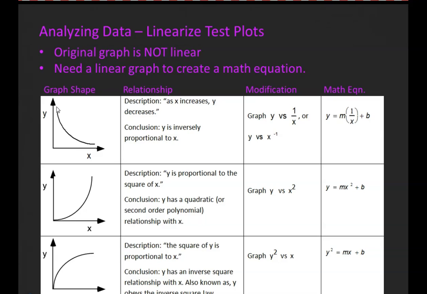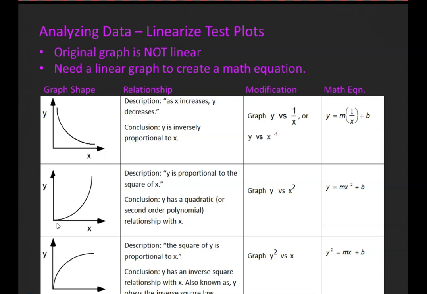We have a curve decreasing from left to right. That relationship would be stated as: as x increases, y decreases. Just a note here, x refers to the independent variable and y refers to the dependent variable. Our conclusion then would be that the dependent variable is inversely proportional to the independent variable.